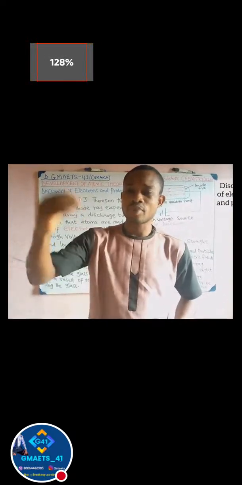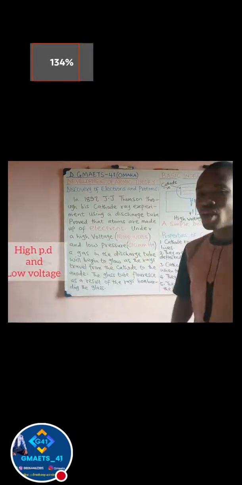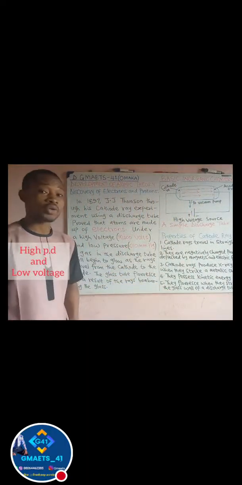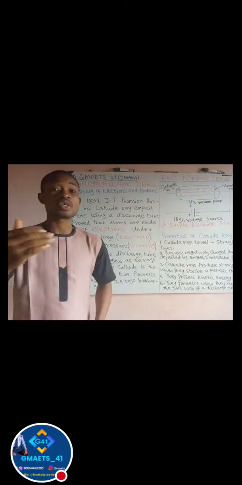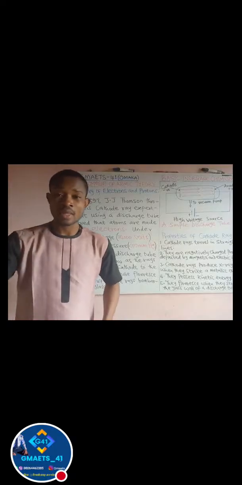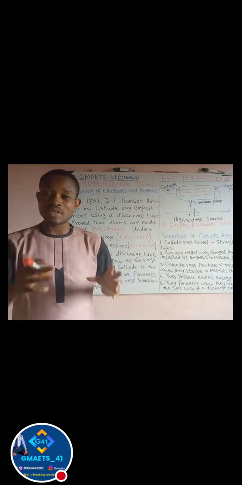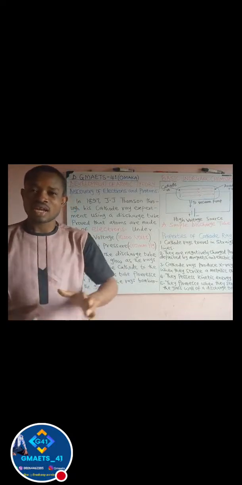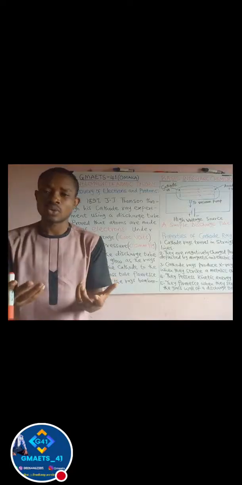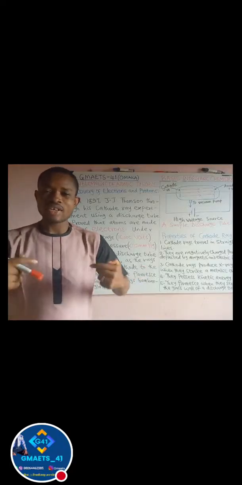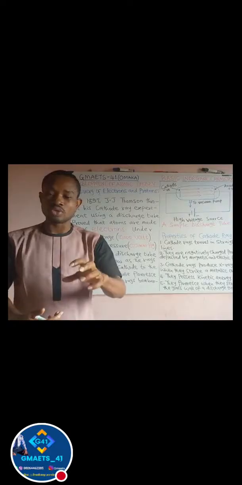Of course, he found out that when you subject a gas in that discharge tube to a high potential difference of about 10,000 volts, but under a low pressure, less than 10 millimeter of mercury, but not as low as 0.01 millimeter of mercury, the gas will begin to glow and emit rays. When the rays are produced, they travel from the cathode to the anode.